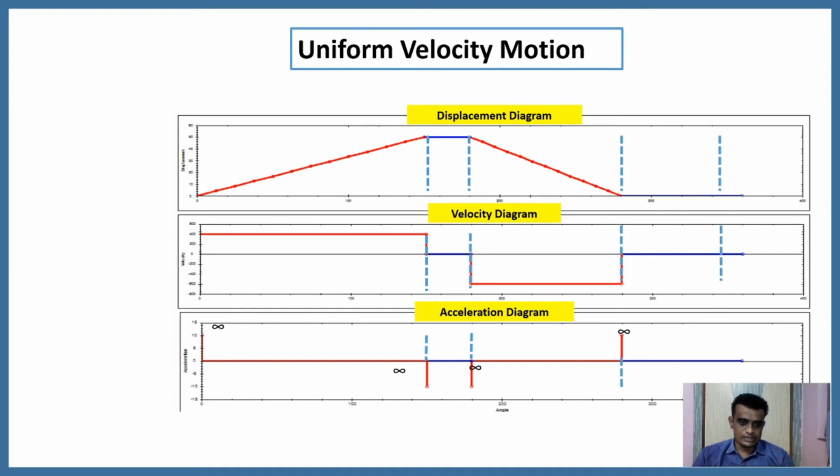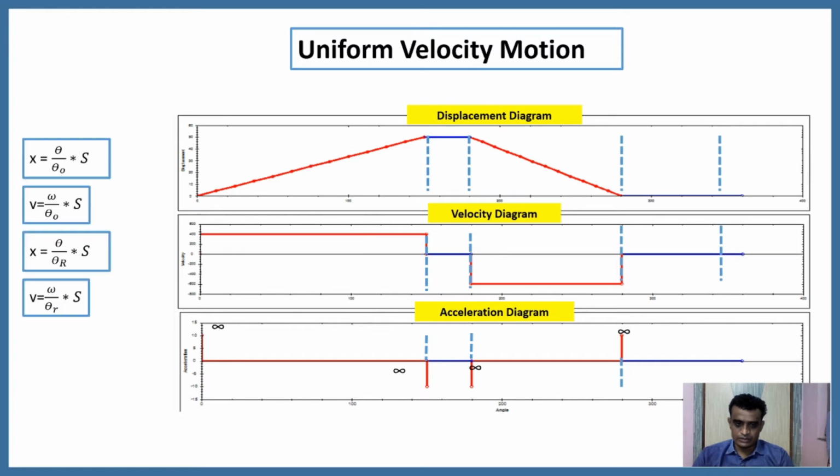Now I'll just give the overview of this mathematical modeling. First of all, this is the equation for the displacement diagram. Here x is the displacement of the follower for any particular cam rotation. If you put theta over here, you can find the value of x. Theta o is the outstroke angle for this particular range, and this is the total stroke, which is s, the stroke length. By putting the value of theta, you can find out the value of x.